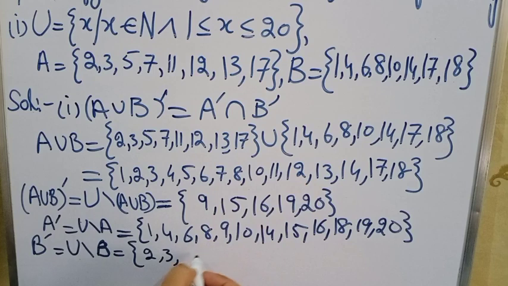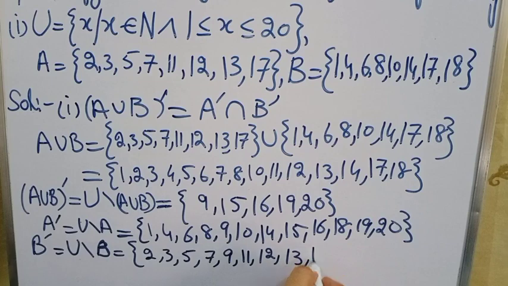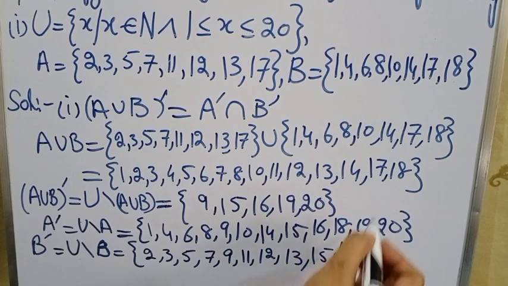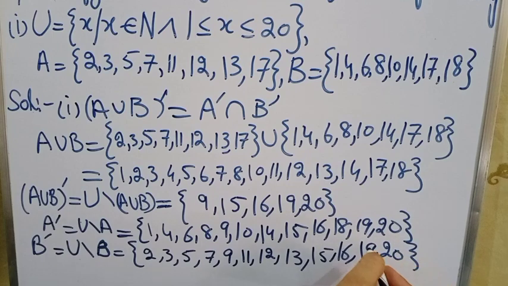3, 4, 5, 6, 7, 8, 9, 10, 11, 12, 13, 14, 15, 16, 17, 18 and 19, 20. These are the elements of B complement.